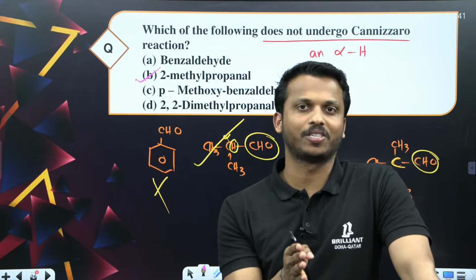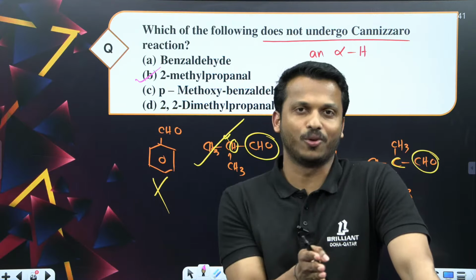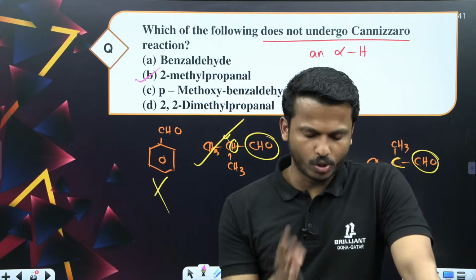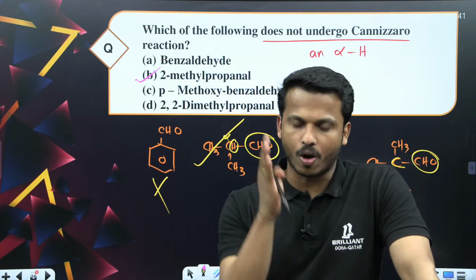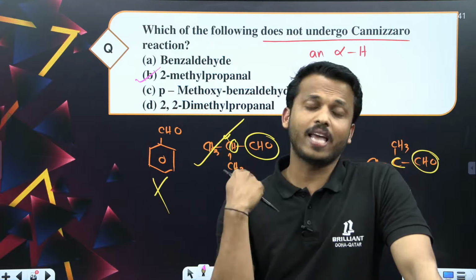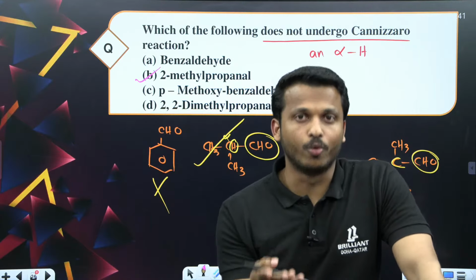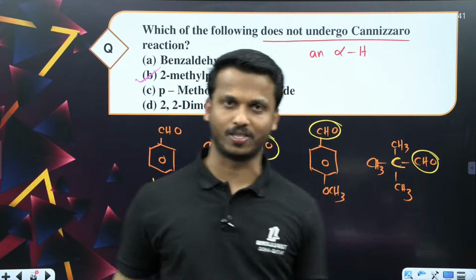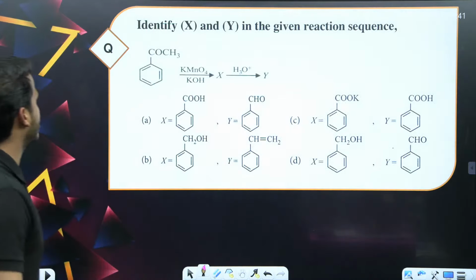But during examination, again I'm reminding you, don't panic. So what is Cannizzaro? Cannizzaro means the compound which does not contain an alpha hydrogen will give the test. Here they are saying which does not give Cannizzaro, which means it contains an alpha hydrogen. So fix that point in mind, then go for the answer.